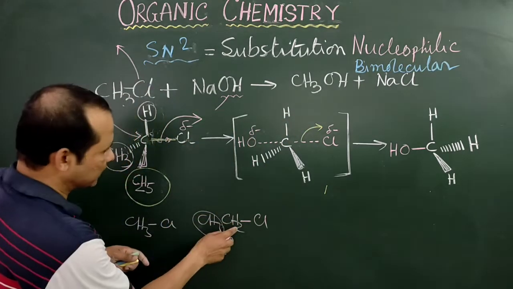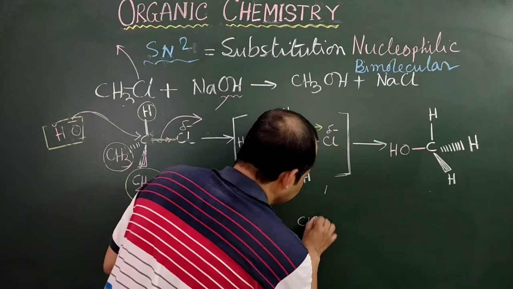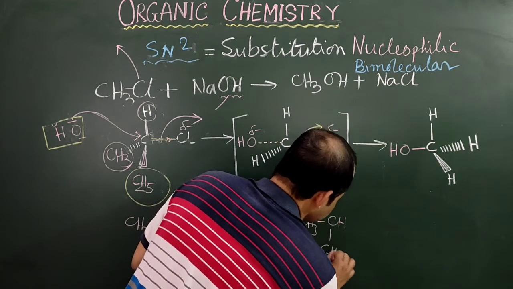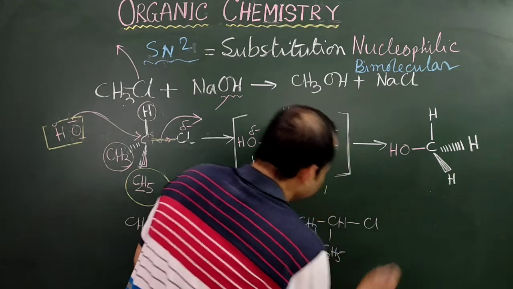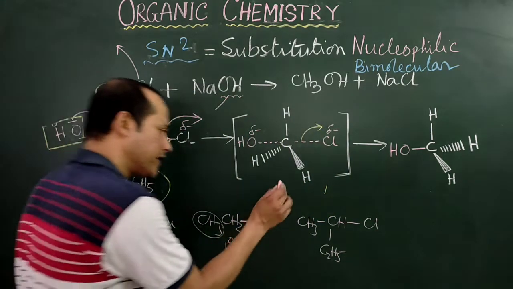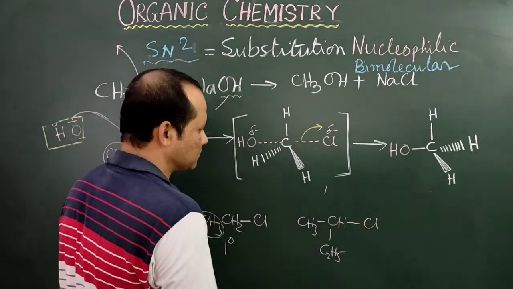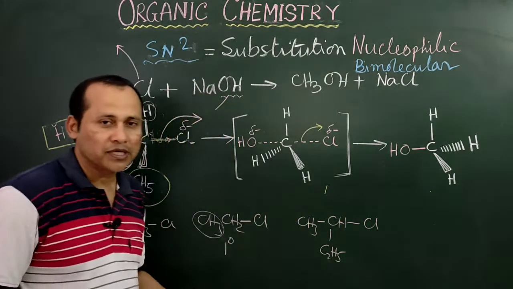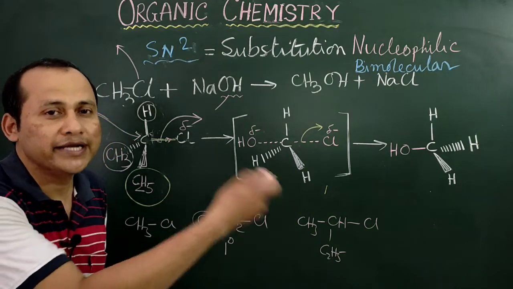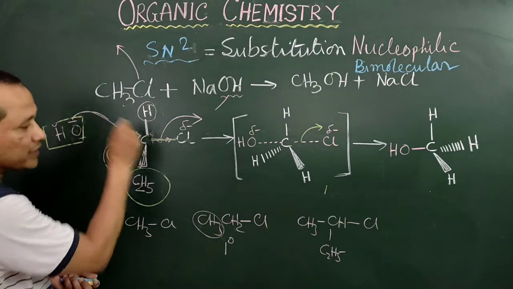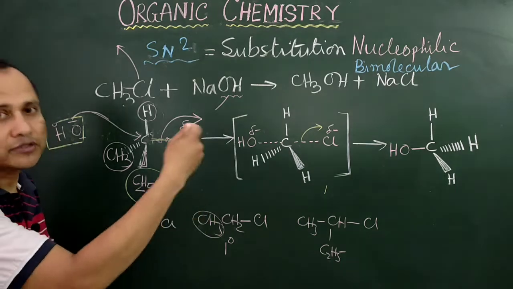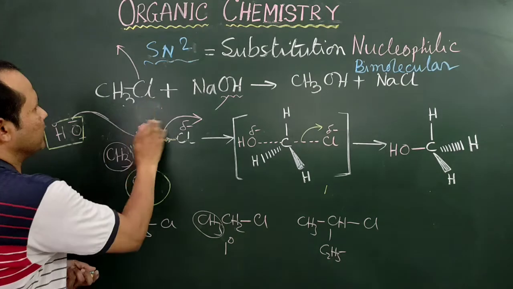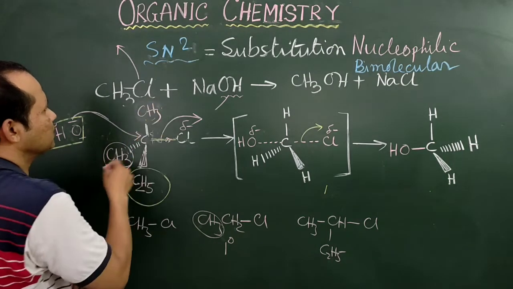But if we replace another hydrogen from here by another group, leading to the formation of this thing, then again the reaction will take place, but since two hydrogens have been replaced by two groups, it will be a little bit more hindered, so the reaction will be a little bit slower in this case. Now if we replace this one by another group, let us consider again a CH3 group.